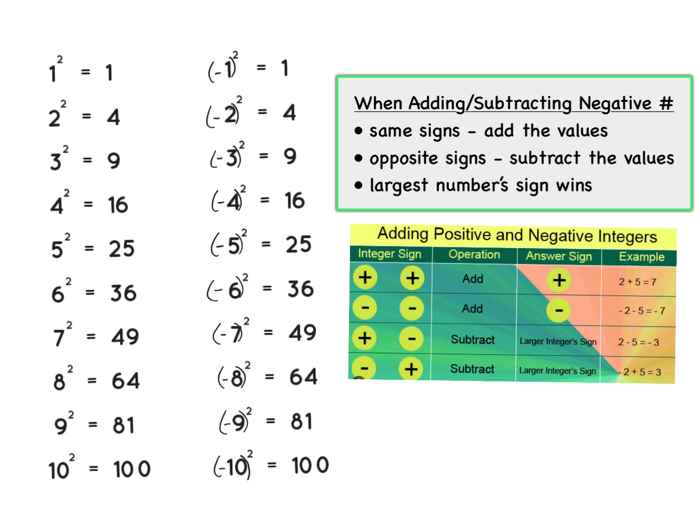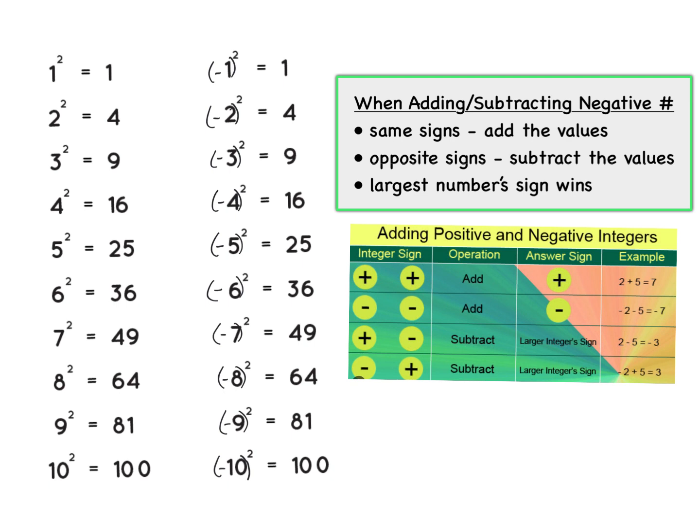A lot of people are going to mess up on this, but I'm trying to prevent that. Okay? If you have a negative times a negative, it's positive. So make sure you use this little chart too to help you out. Any questions on the squaring? Basically, if you're going to square anything, it's always going to come out positive. Now, I added this little chart here at the bottom, adding positive and negative integers.